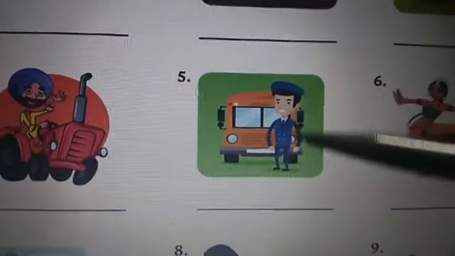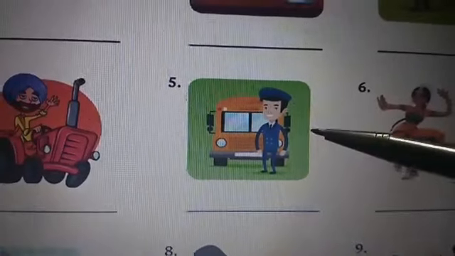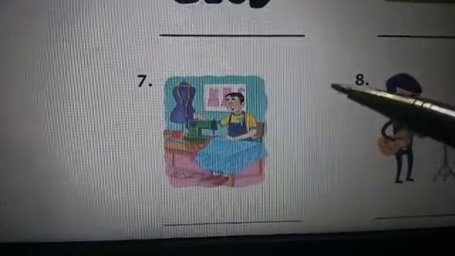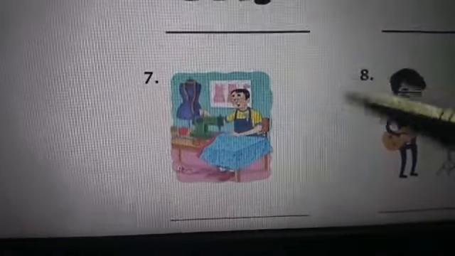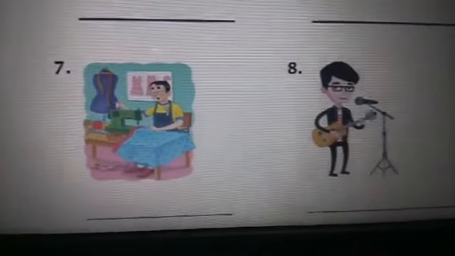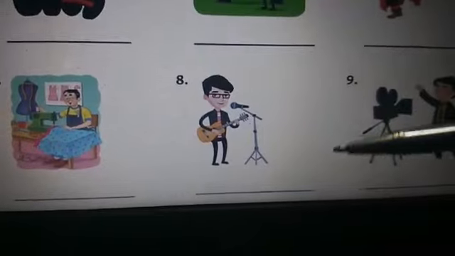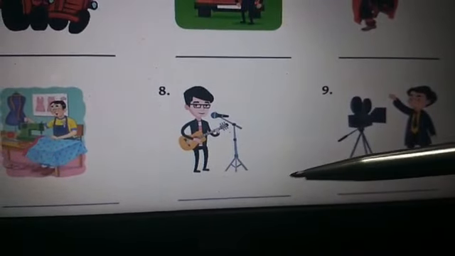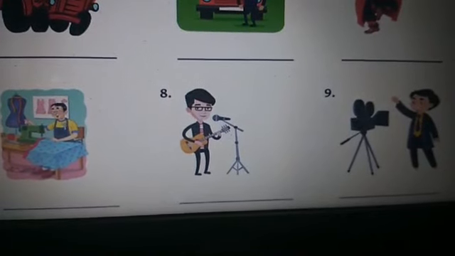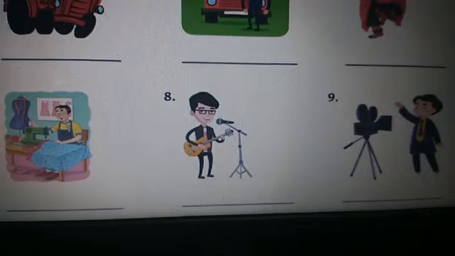Moving to our next picture. He is standing in front of a bus. So he is a driver. The sixth picture is of a dancer. Moving to our next picture. Picture number 7. A man who stitches our clothes. Yes, he is a tailor. He is a singer. Now moving to our last picture. Finally, he is acting in front of the camera. So he is an actor.